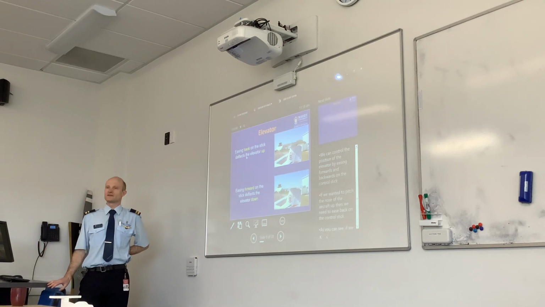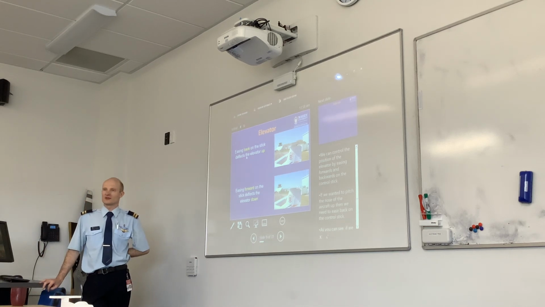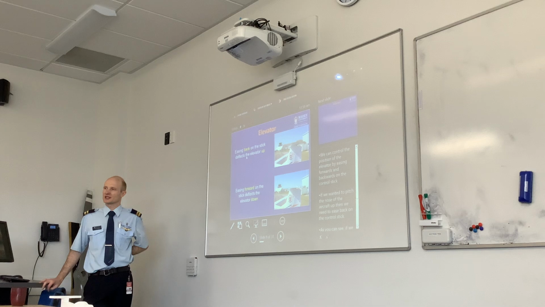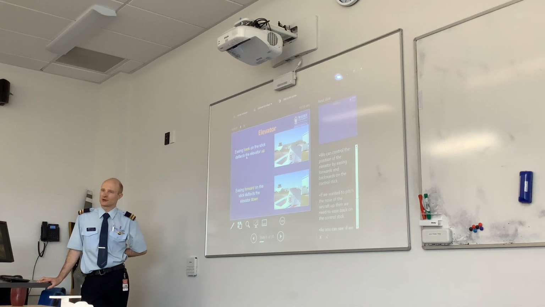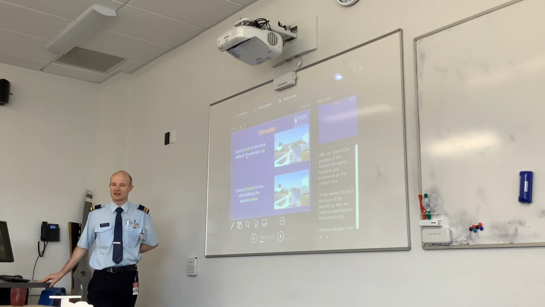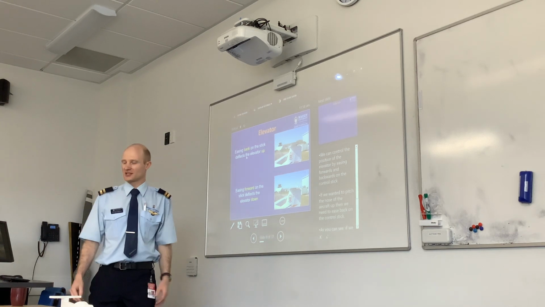What about if we ease forward on the stick? If we ease forward on the stick, the elevator goes downwards and the angle of attack increases on the elevator and the camber increases. So this manipulates the lift. Talk about the direction of the force this time.